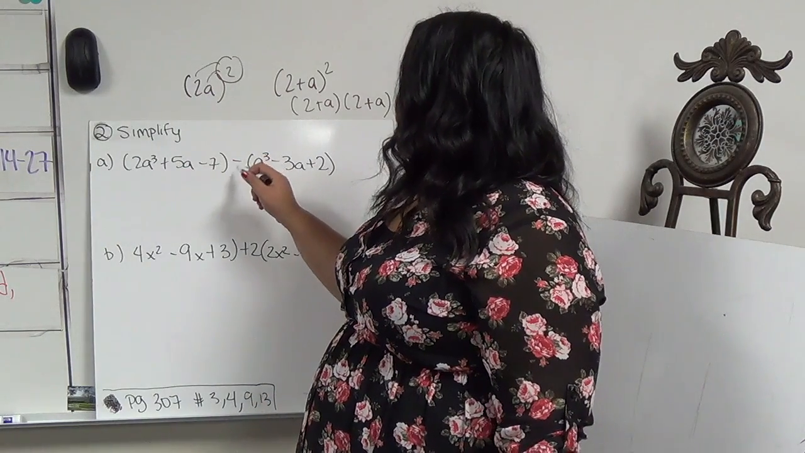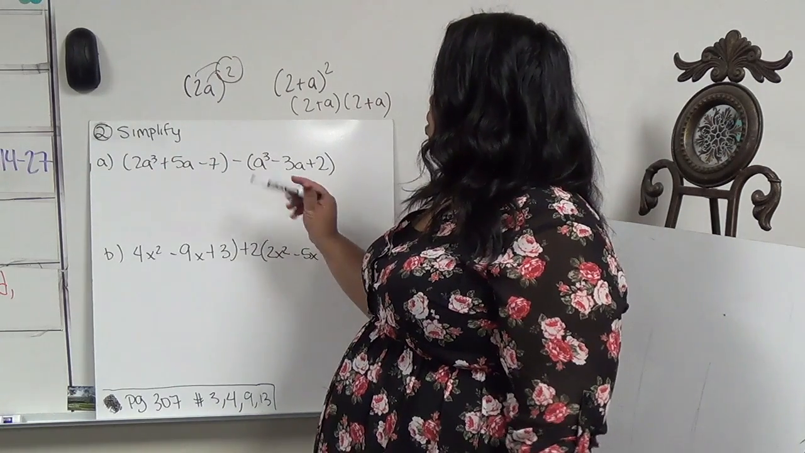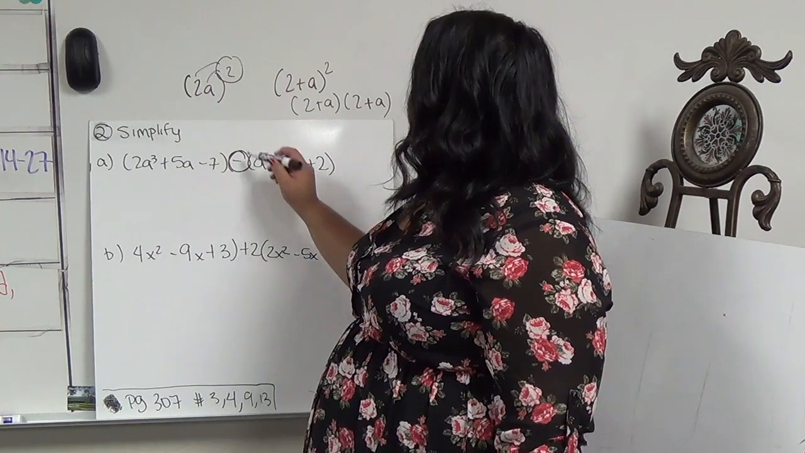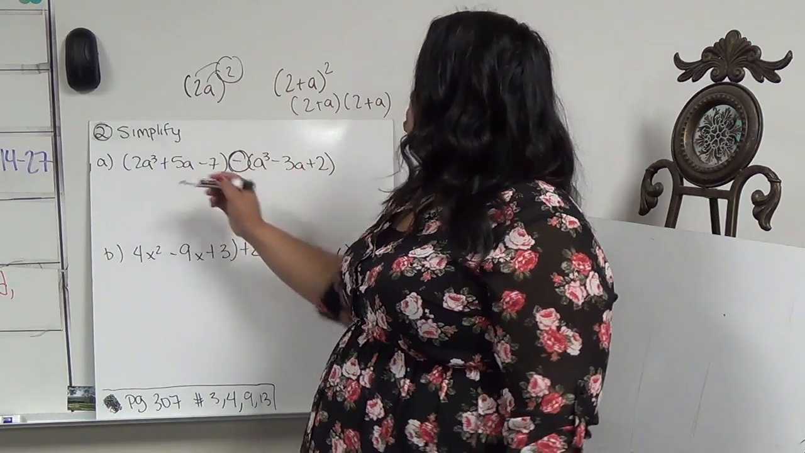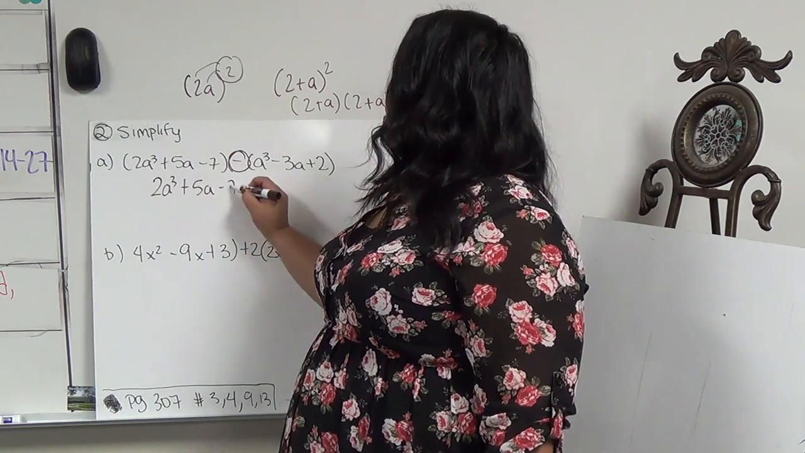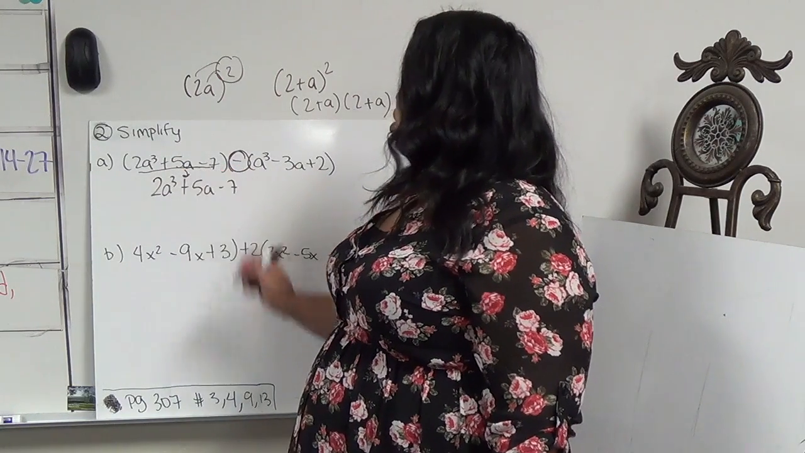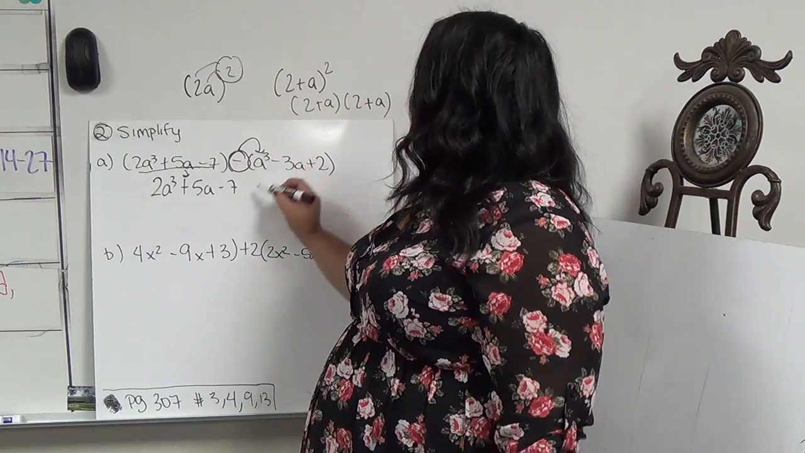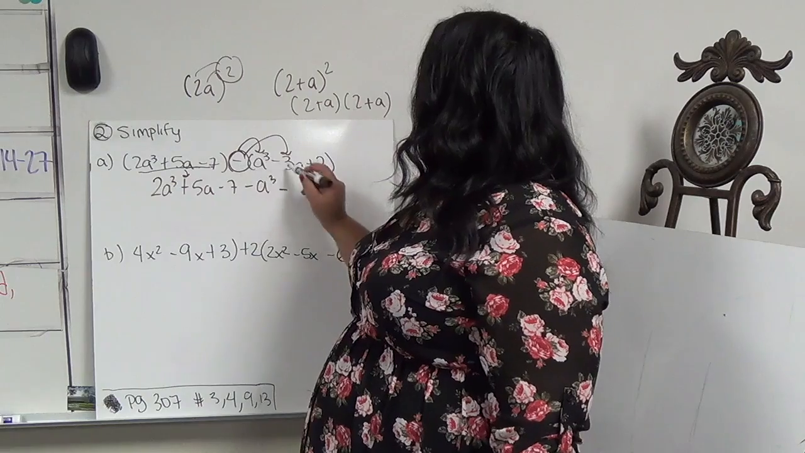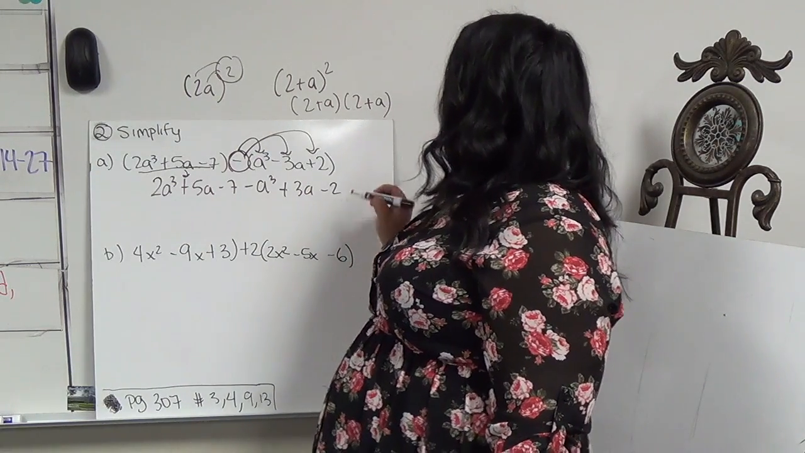But what I need to do is when two groups, two polynomials are being subtracted from each other, I need to take whatever's in front of the polynomial and I need to distribute it. That's how I get rid of these parentheses. So I'm going to do 2a cubed plus 5a minus 7, and then I'm going to just rewrite it down here, bring it down. And this one I'm going to distribute. So I have negative a cubed minus, negative and a negative makes positive 3a, and a negative 2.